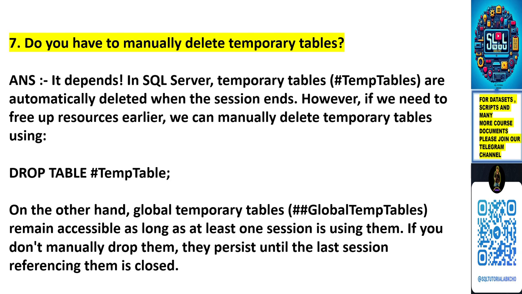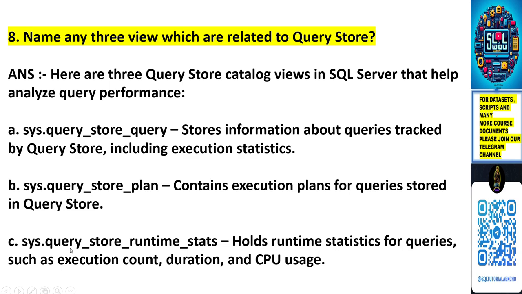Okay, now move on to the next question. So next we have the eighth question. Name any three views which are related to Query Store. So the answer is, here are three Query Store catalog views in SQL Server that help analyze query performance. Number one is sys.query_store_query. What it does is store information about queries tracked by Query Store, including execution statistics.